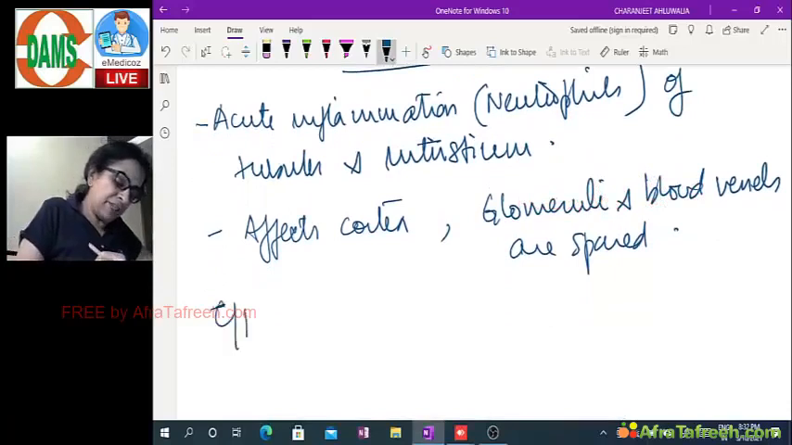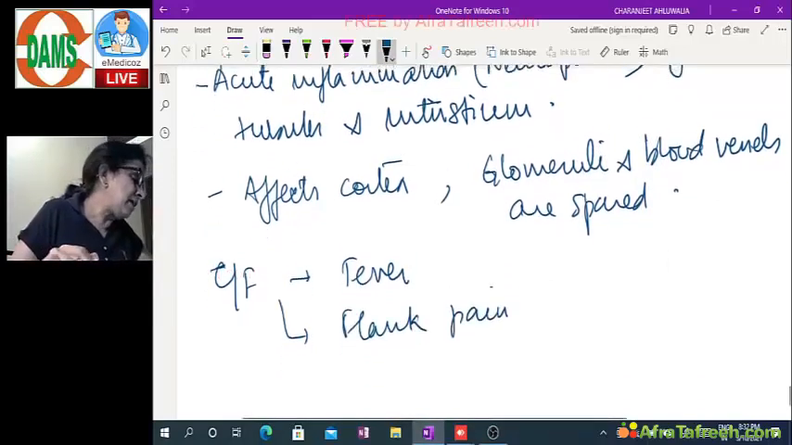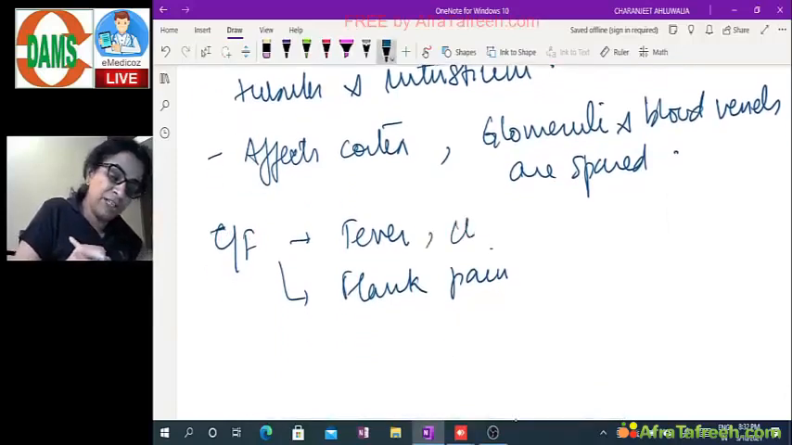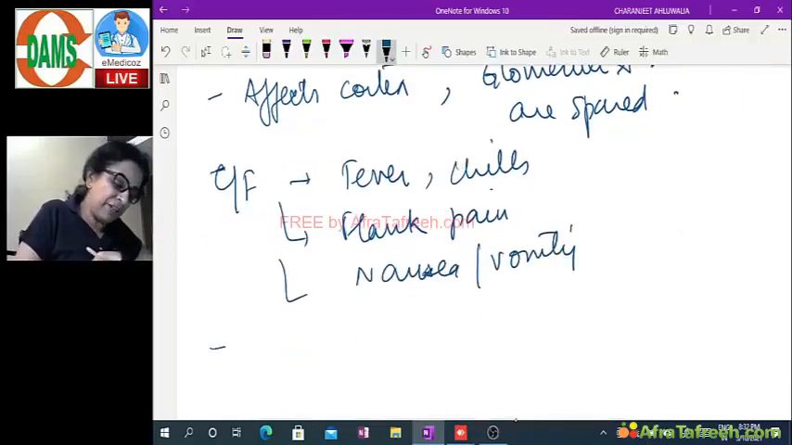Okay, now how does pyelonephritis present clinically? The patient will have fever and flank pain. Kidneys are located in the flank. Then they may have fever with chills, and they may also have nausea or vomiting.